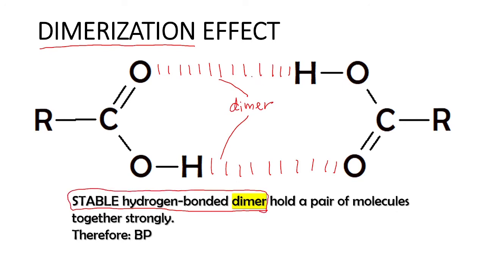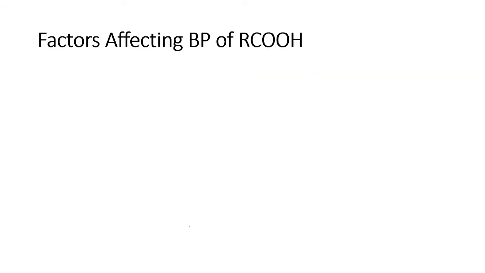Because there are two hydrogen bonding here, this is actually quite strong. Stable hydrogen bonded dimer holds these two molecules together strongly. Therefore, BP, boiling point, increases. So what are the factors that affect the boiling point of carboxylic acid?